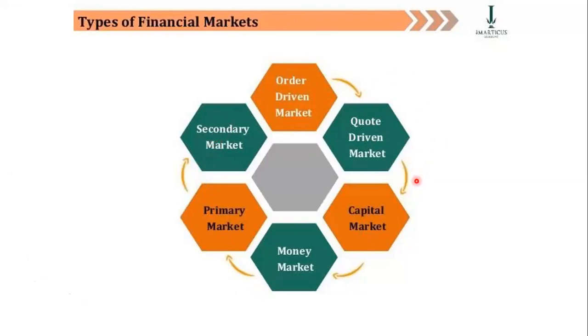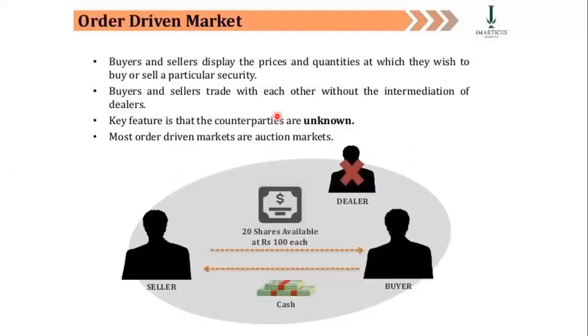So we can find there are some arrows in this slide. It does not have any meaning, right? You just ignore this kind of arrows. So it's not a process. These are the types of market we are going to discuss today. Let's start from order-driven market.